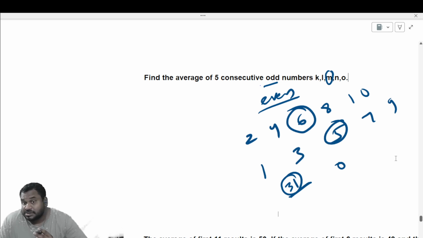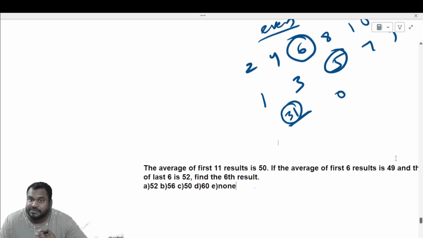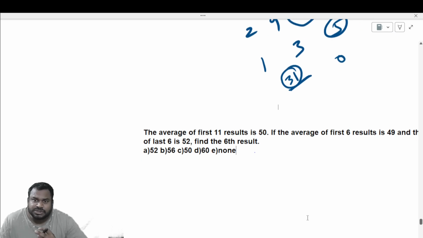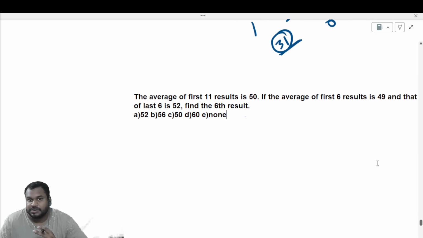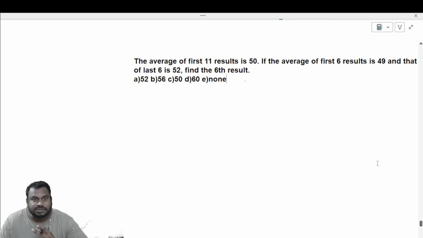Sometimes it's a simple question, but if you don't know, we'll keep on solving it. Suppose sometimes we ask you the average of the first 31 even numbers. Then you would take 2, 4, 6, add them up and divide by the number of numbers. It takes so much time. If you know this trick, you will solve it in seconds.